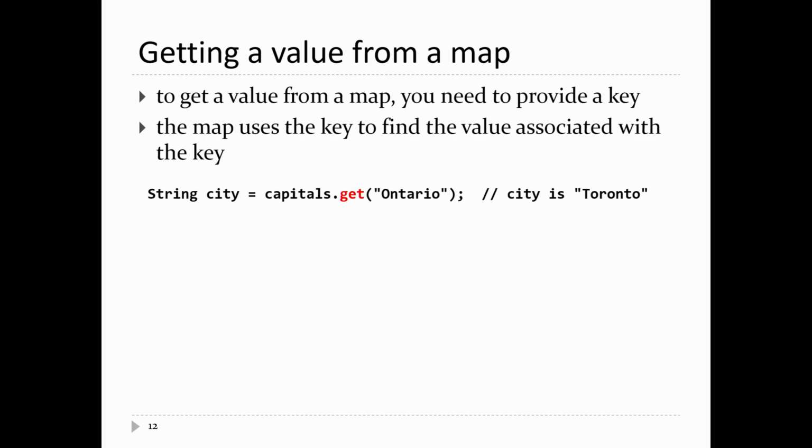Once you've got your map, you can now start to ask your map for information about the rows. So for example, you ask your map of capitals, what is the capital city for the province of Ontario? You use your key, in this case a province name, and you ask the map to get the value associated with that key. So here your city will be Toronto. Now if the key is not in the map, you end up with the value null. Null is the value that means no object in Java.